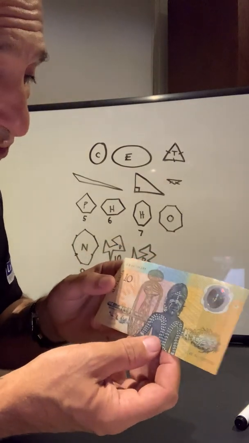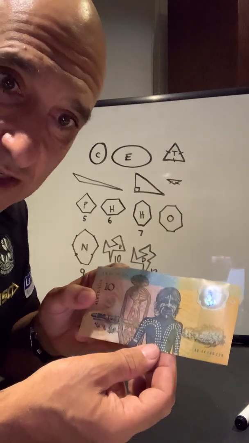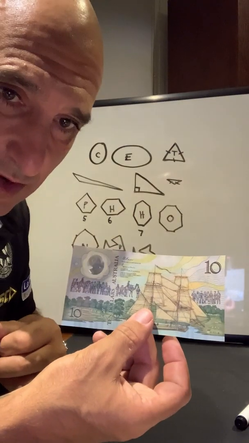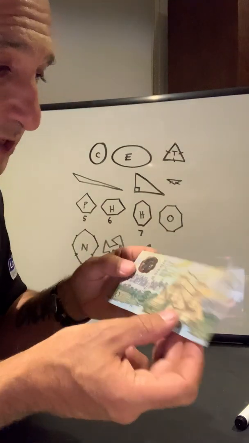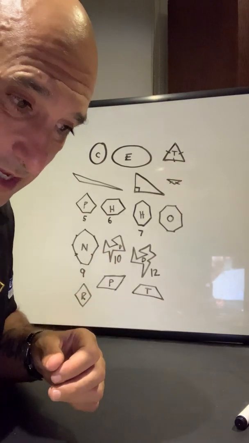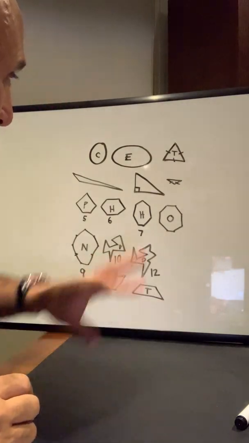But yes, I'm not sure why they got rid of these. Again, it would be something to investigate why they got rid of this wonderful looking note. But now we have a different $10 note here in Australia. So that's some learning there. Let's have a look at this learning.